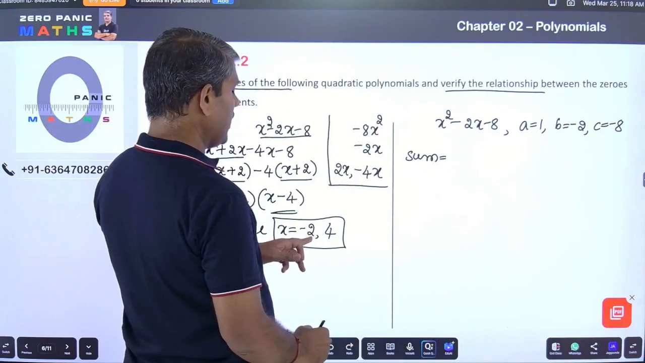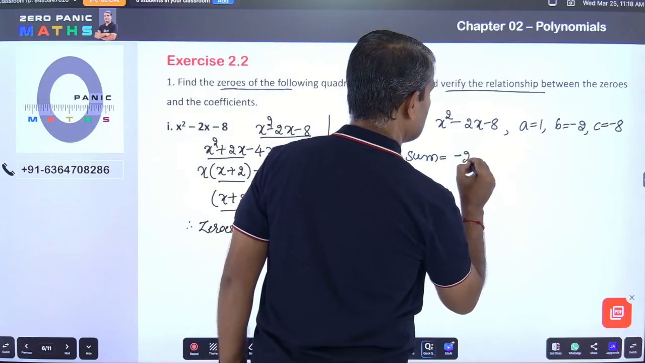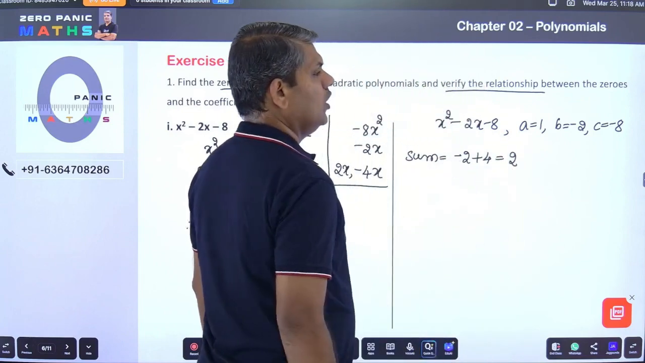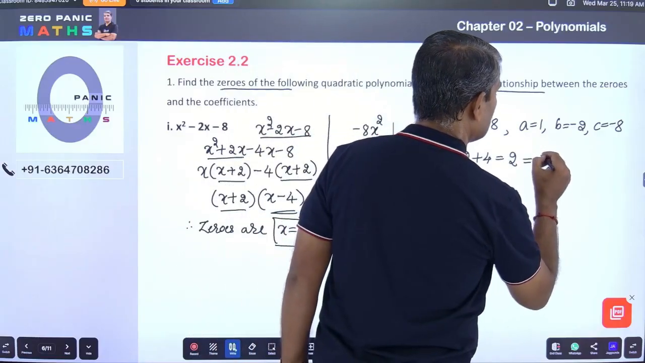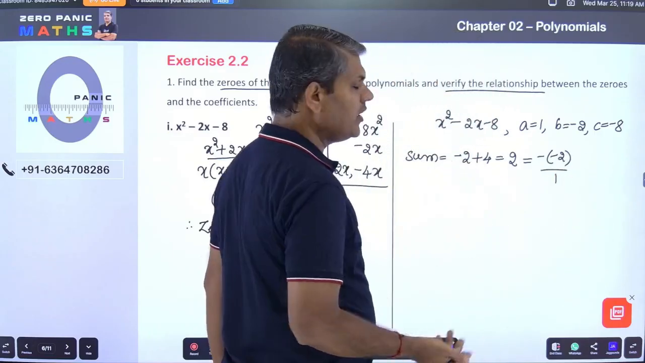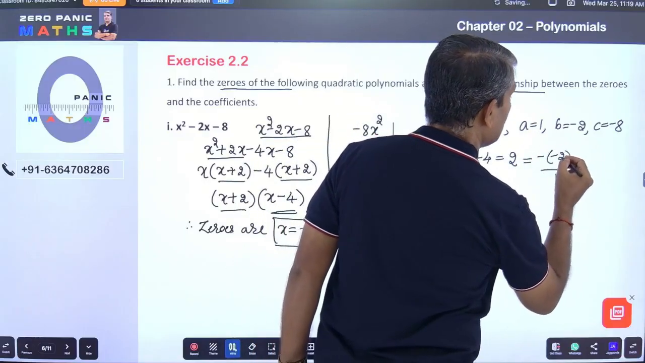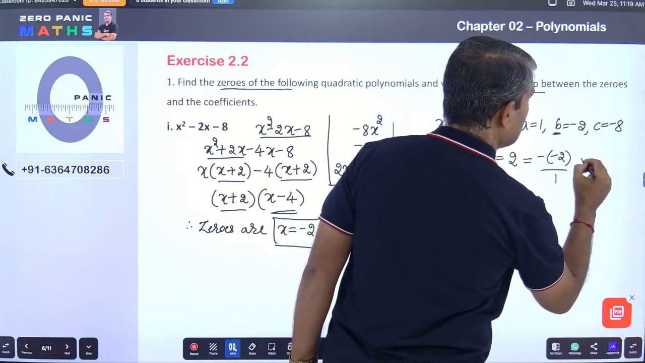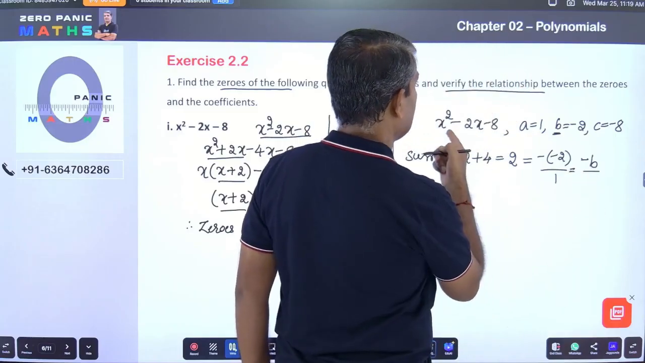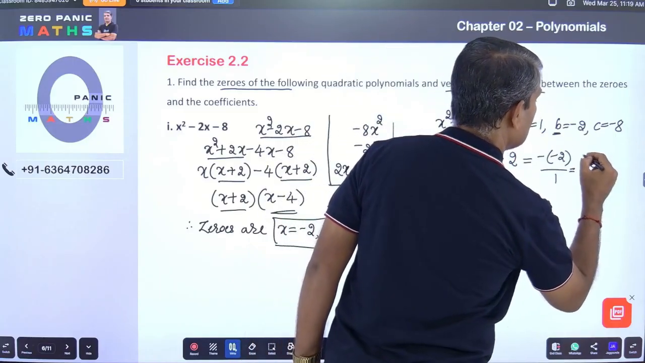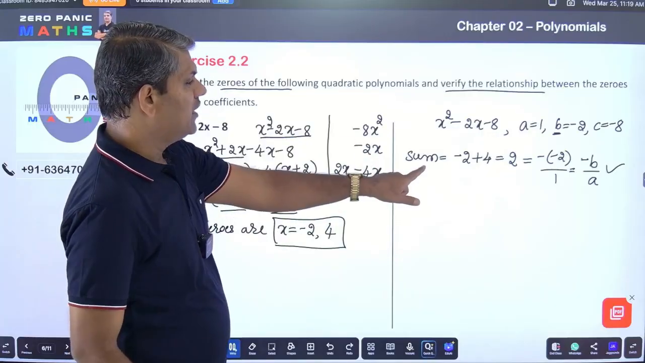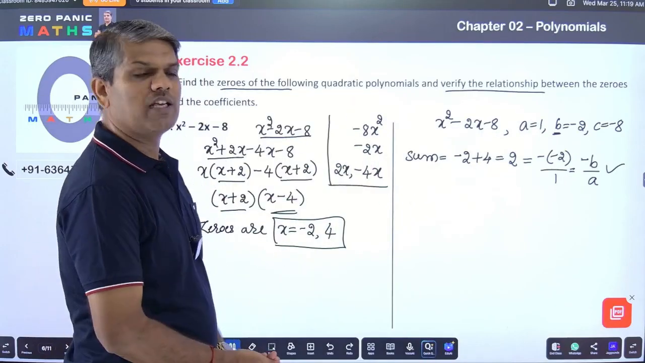Sum is minus 2 plus 4. That is 4 minus 2 actually. That is 2. Now, can I write 2 as minus of minus 2 divided by 1? It is minus of minus 2. So what is minus 2? It is b. So I'm keeping minus as it is, writing b, and what is a? That is 1. So the first proof is correct, that the sum of the zeros comes to minus b by a.